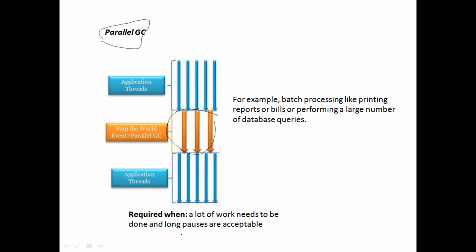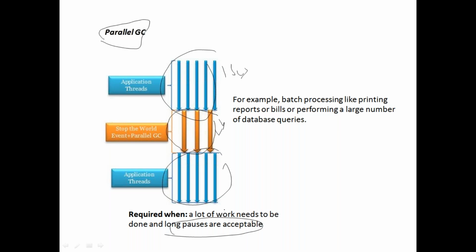This is required when long pauses are acceptable. Again, you see there is a pause. The application is running, there is a pause, the application is running, then there is a pause. Let's say the application runs for maybe one second, then there is a pause of maybe 10 to 20 milliseconds. But there is definitely a pause for a certain period of time. So for applications where long pauses are acceptable and a lot of work needs to be done, when the GC comes, it is a powerful GC. There are parallel threads coming up and taking away a lot of the GC work.